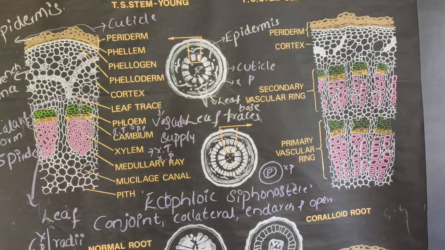In case of protoxylem, you will find spiral thickening, and in case of metaxylem, you will find scalariform thickening. At the center of the stem, you will find a prominent pith. This pith is made up of parenchymatous cells, and some of them are modified into mucilaginous canals, which help in storage of water and nutrients. So, this is about the anatomy of the young stem of cycas.